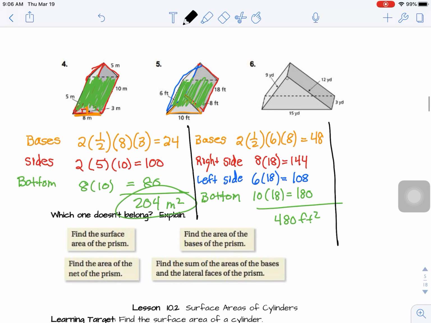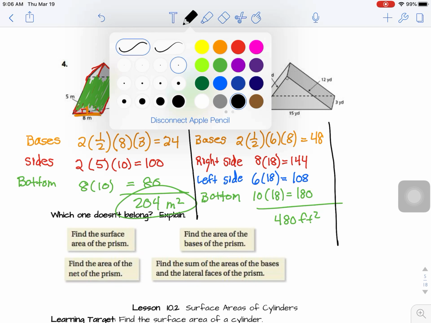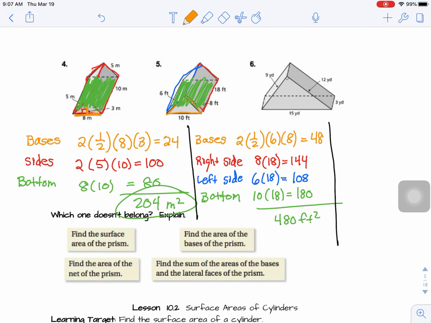All right, hang in there, guys. I know this was a long video. These ones just have a lot of parts to them. Color coding really does help me to figure it out. Hopefully it helps you too, outlining some things.